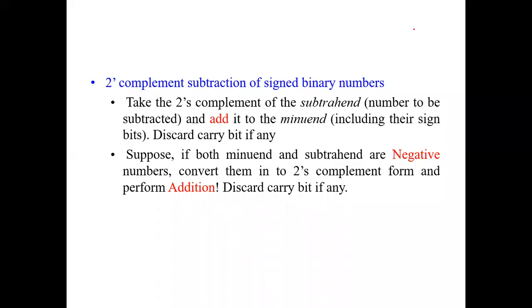Hi everyone. In the previous lecture, we discussed 2's complement addition of signed binary numbers. So you are very familiar with what a signed binary number is and how to represent it, because we always use one bit extra. That bit is called the most significant bit, and it indicates whether it is a positive number or a negative number. Now we are going to perform 2's complement subtraction.